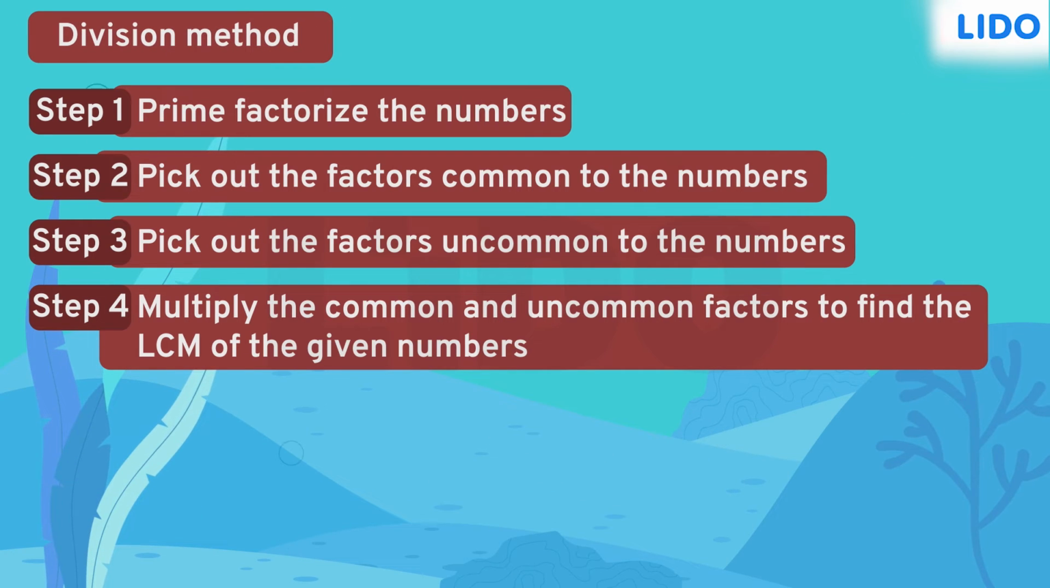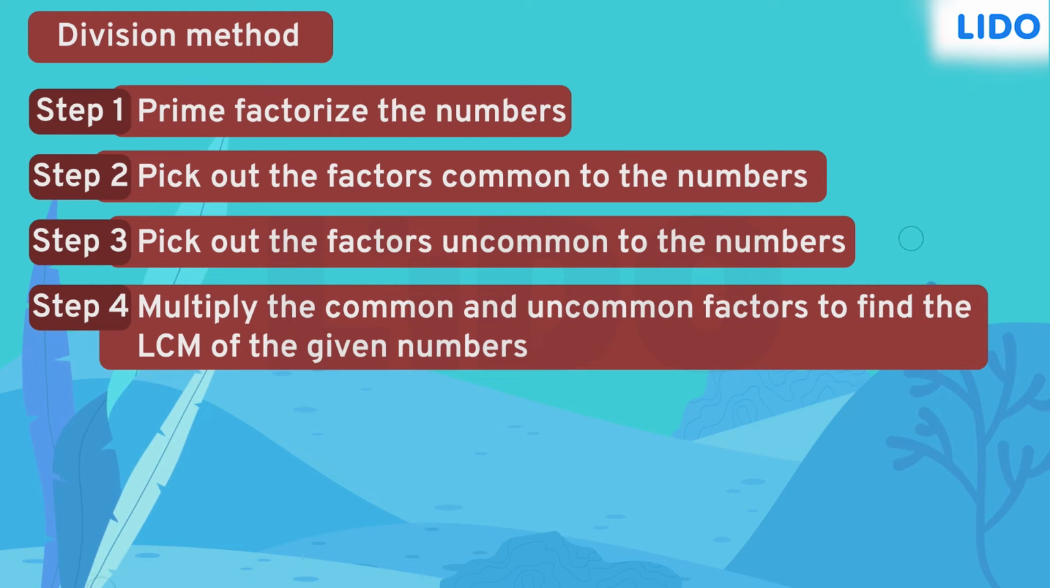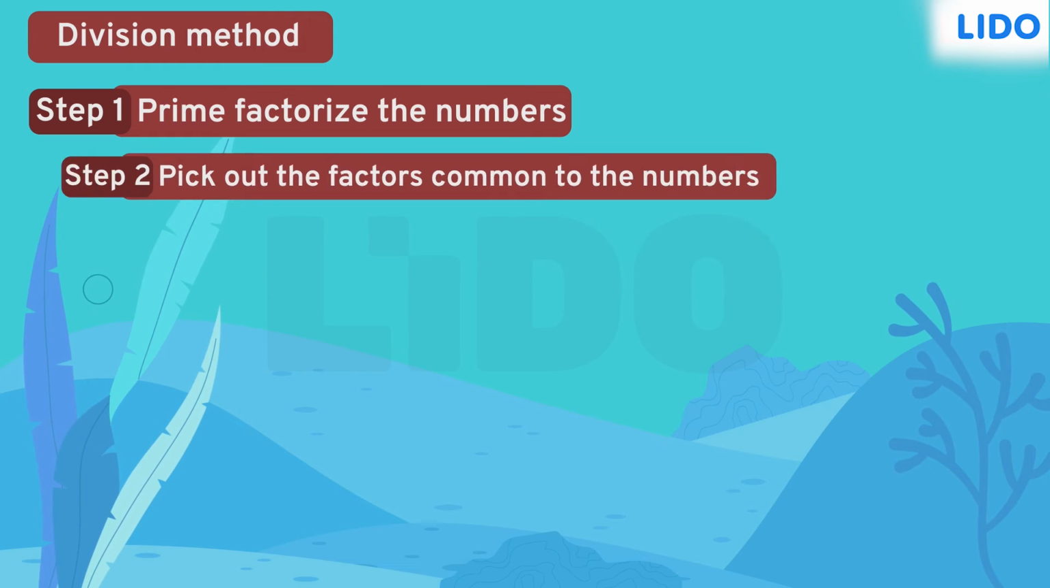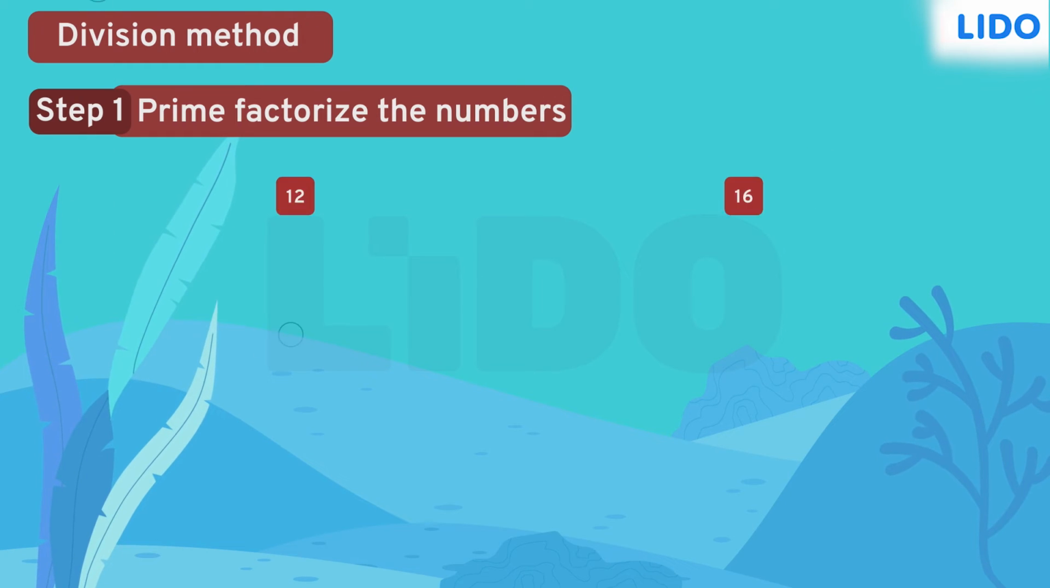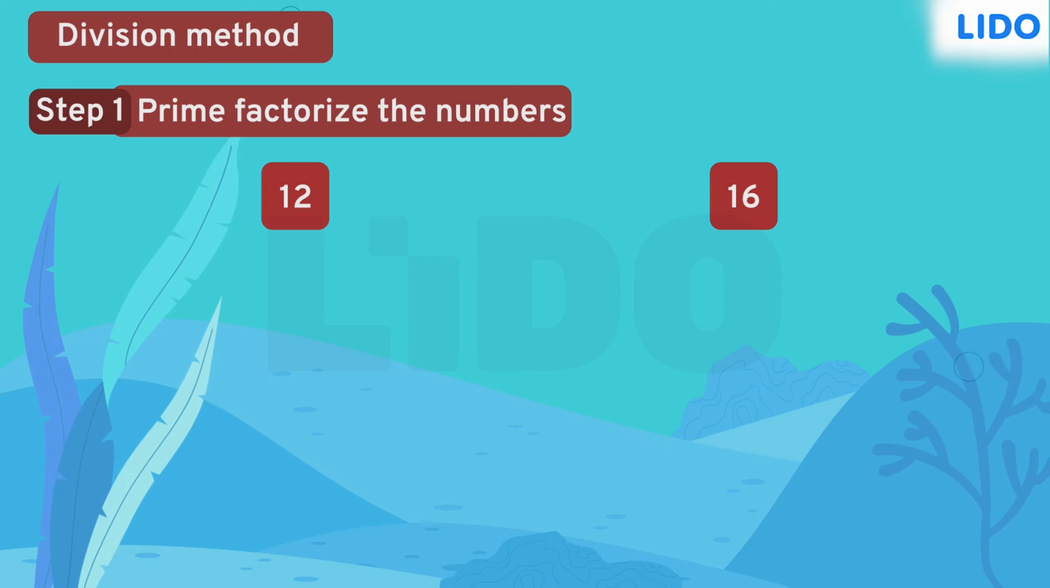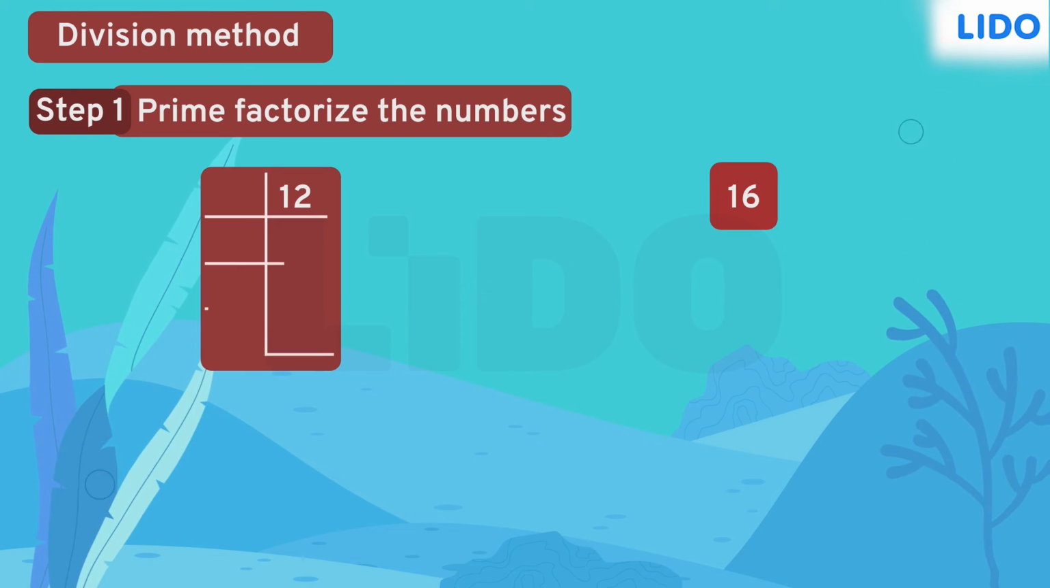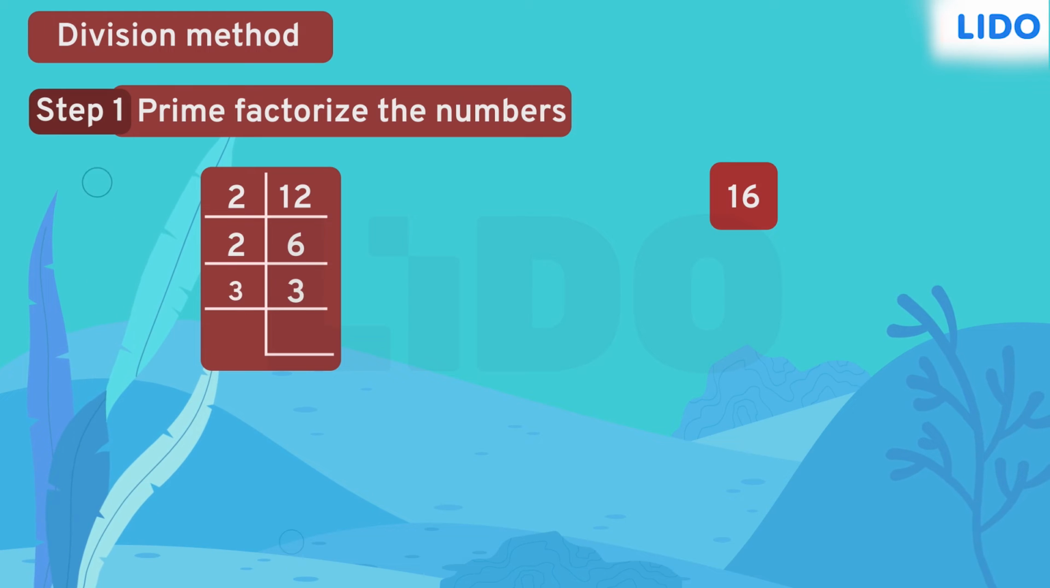The steps remain the same in the division method also. The only difference is the method of factorization in the first step. Now let's factorize 12 and 16 by the division method. In this method, we divide the numbers with the smallest prime number and write the quotient in the next row.